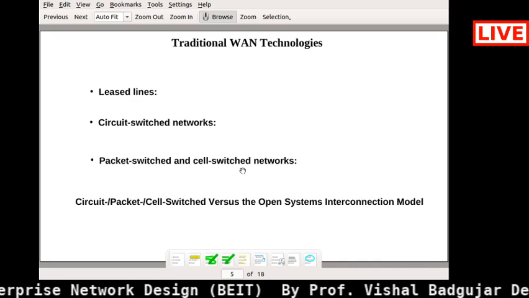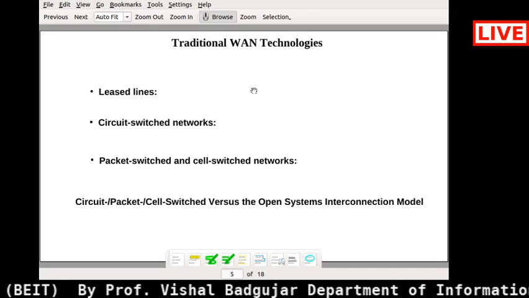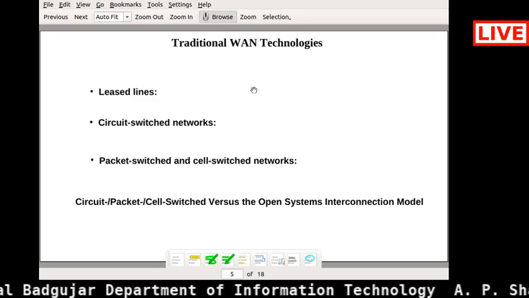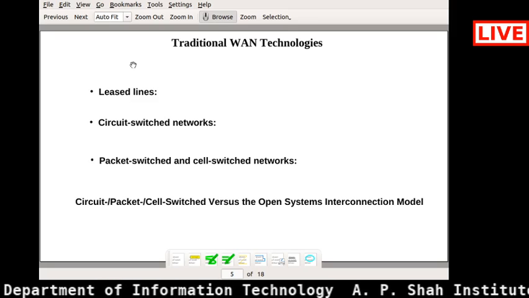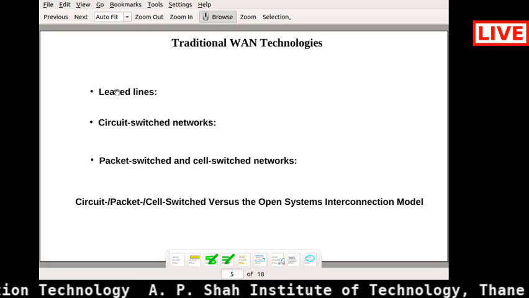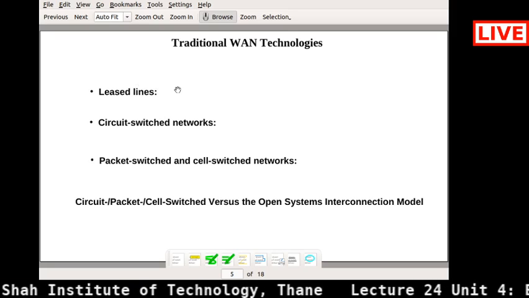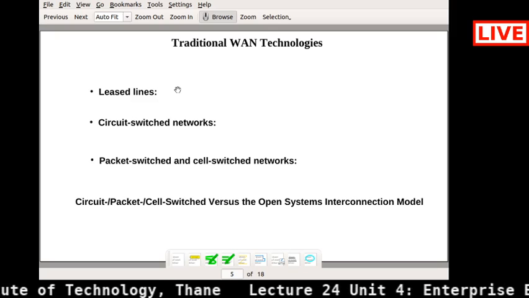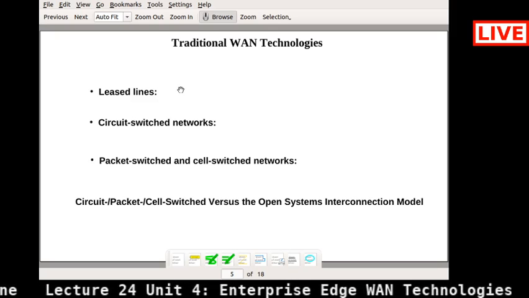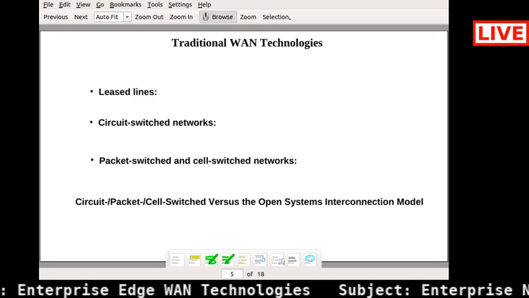Then we will see what the different traditional WAN technologies are and what their objectives and functionalities are. For example, the first traditional WAN technology is the leased line. We also have a leased line in our college, through a service provider, through which we get the internet connection. This is nothing but a point to point connection.